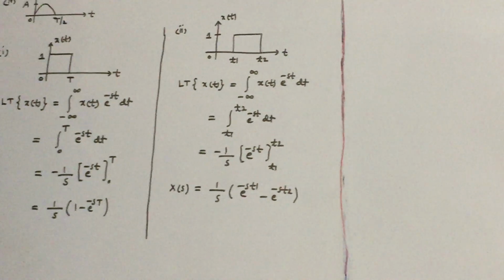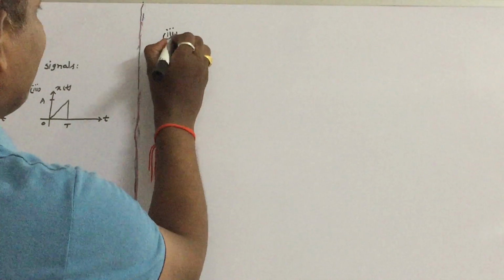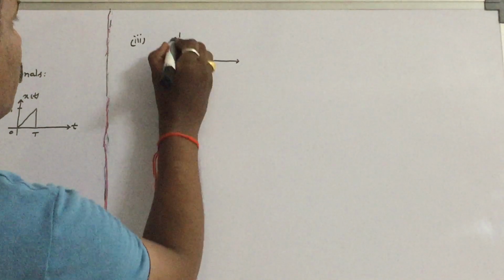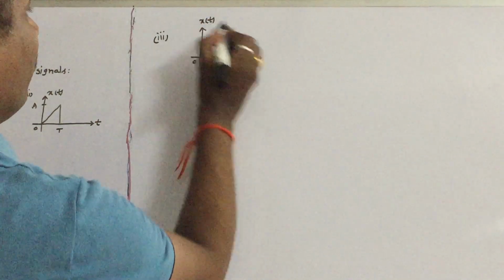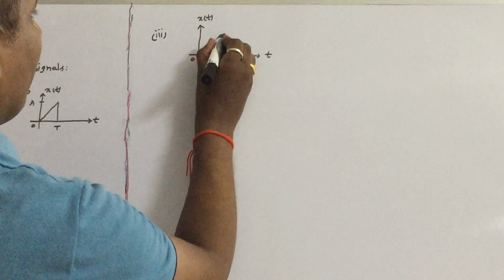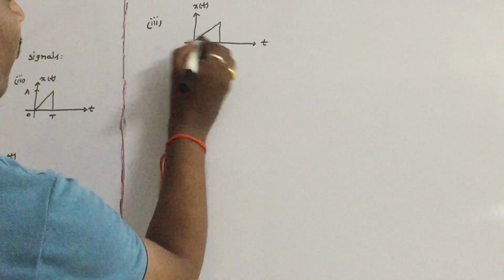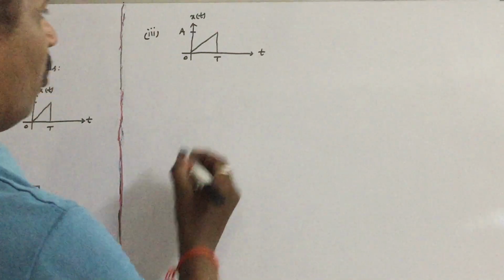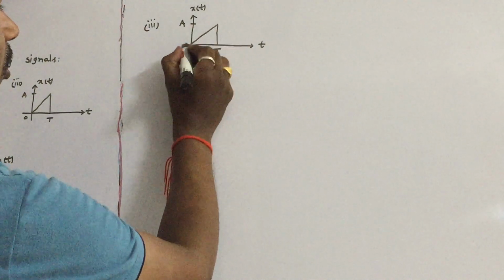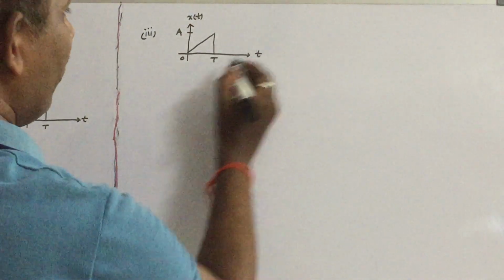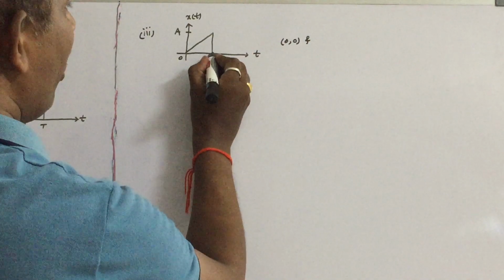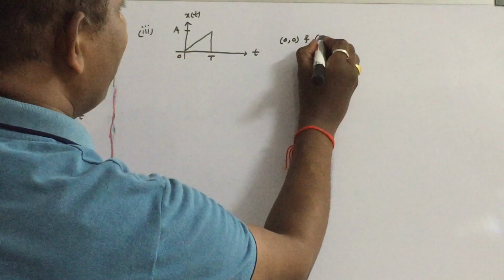So let us see the next question, number 3. So what is given? A triangular pulse is given. So 0, x of t versus t. The triangular pulse is given of width T and amplitude A, t is equal to capital T. So first we have to find out the equation of the straight line. Therefore for this let us take the points 0, 0 and this point as T, A.